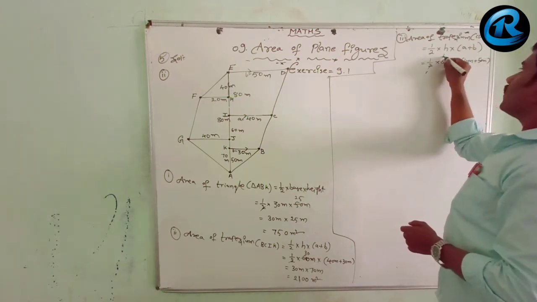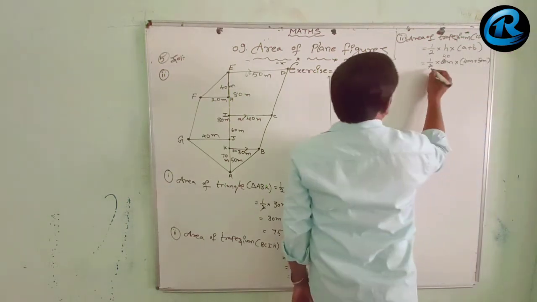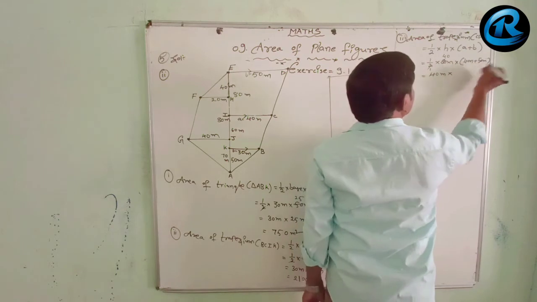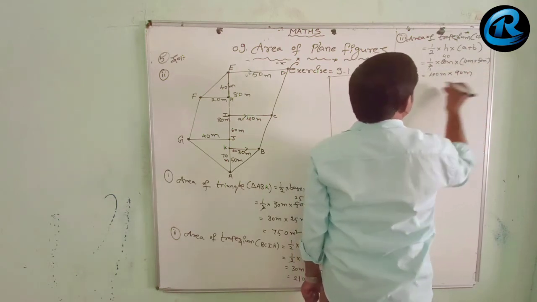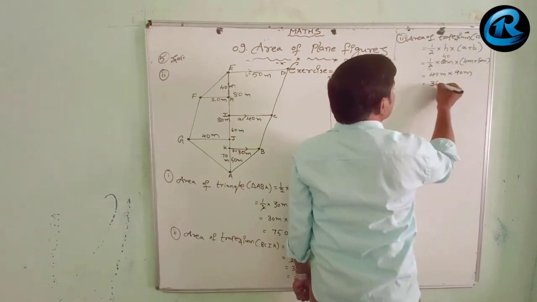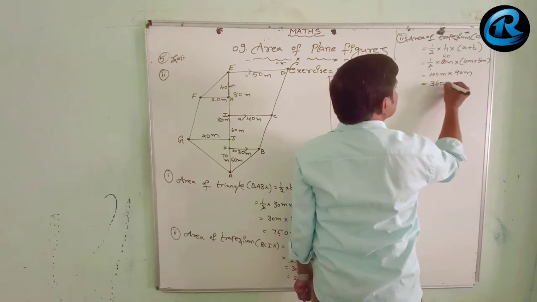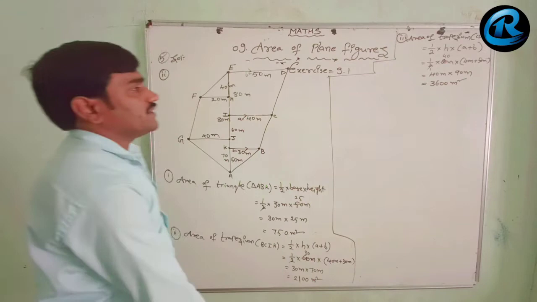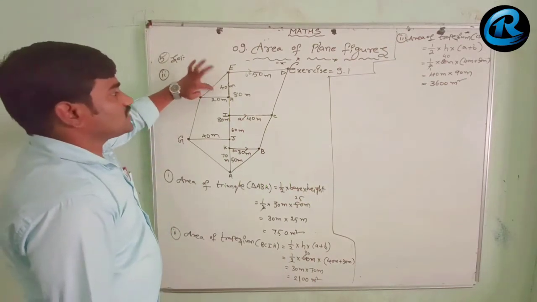2 ones are 2, 40s are 80. So 40 meters into 40 plus 50, that is 90 meters. So 4 nines are 36. Here there are 2 zeros. We'll keep it like this only. That is 3600 meter square. Now let us come to this one.